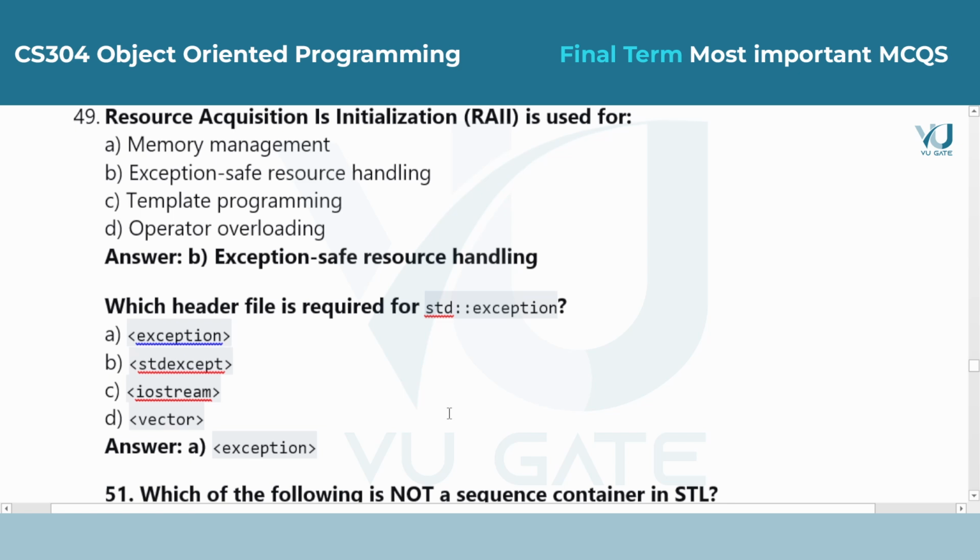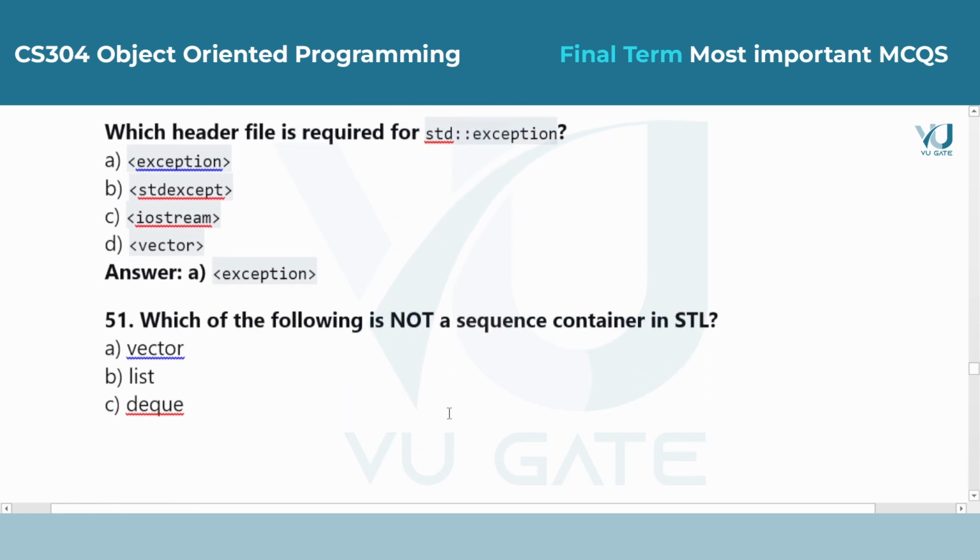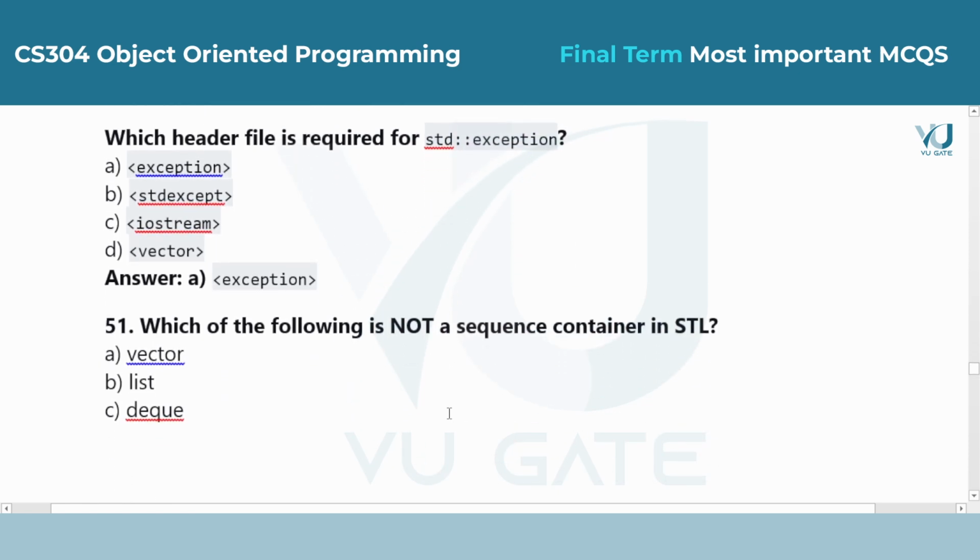Q49. Resource Acquisition Is Initialization, RAII, is used for. Answer: B. Exception-safe resource handling. Explanation. RAII ensures that resources like memory or file handles are tied to an object's lifespan. They are acquired when the object is born and released automatically when it dies. Q50. Which header file is required for std::exception? Answer: A. Explanation. This is the base header file that contains the definition of the standard exception class in C++.